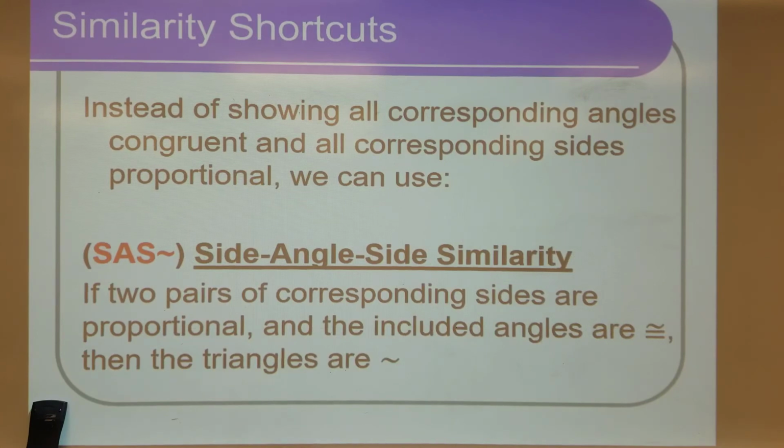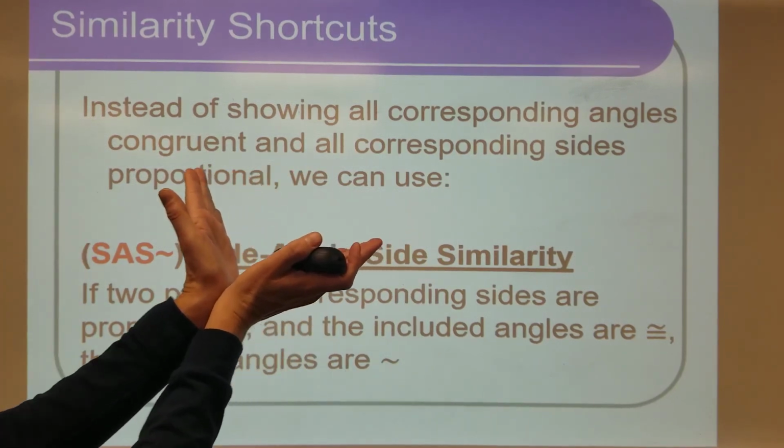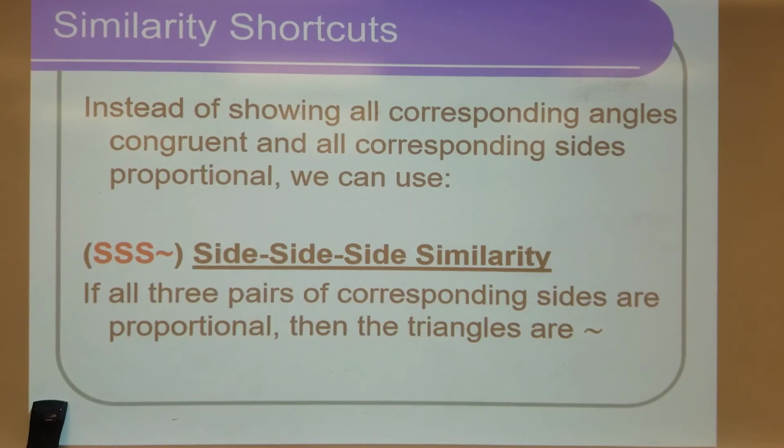Next, we have side-angle-side similarity. If two pairs of corresponding sides are proportional and the included angles between those proportional sides are congruent, then those triangles will be similar. All right? Side-angle-side. So remember, we've got two sides and then the included angle. Two pairs of sides proportional and the included angle between them congruent. Those triangles are similar. The final one is side-side-side similarity.